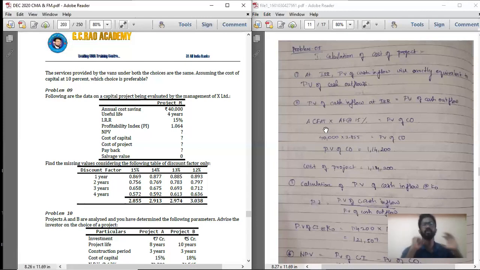Simple. I will tell you one more thing about IRR. Why are we calculating IRR? IRR is the internal rate of return. We are just calculating within which period, at what percentage, we are taking back our investment. So present value of cash outflow is nothing but how much we are expending. That is the amount which we are calculating at IRR.